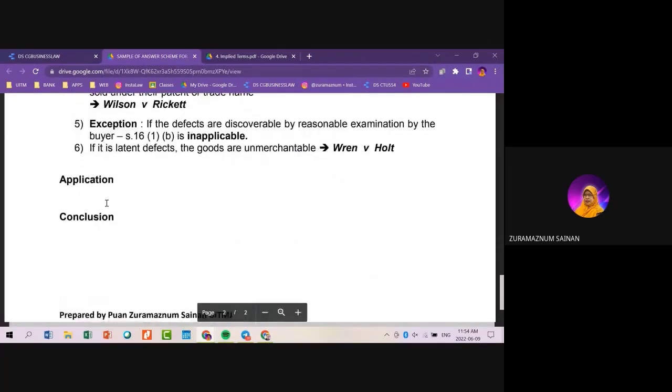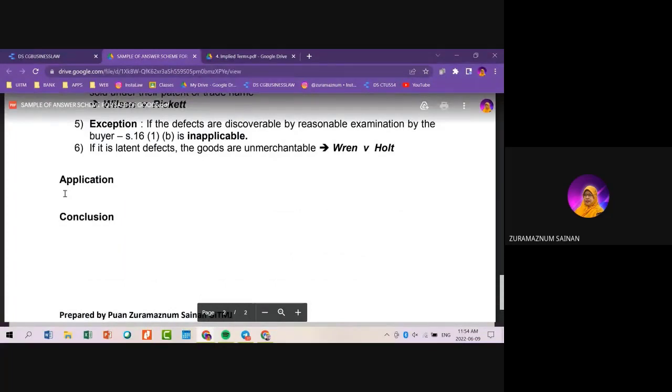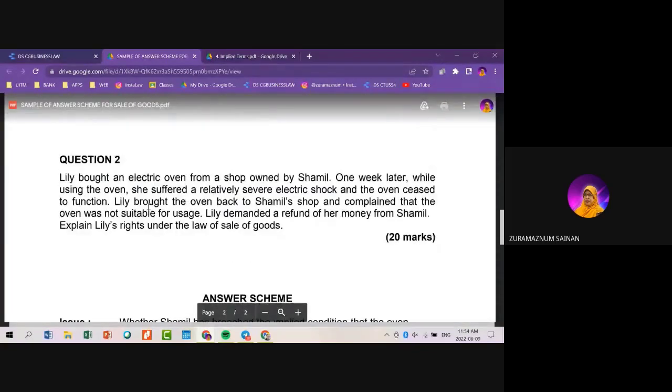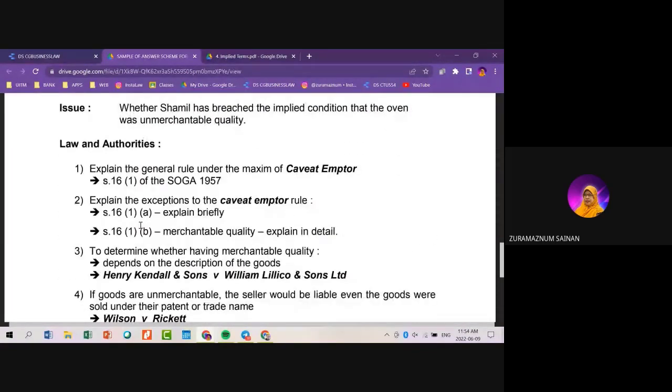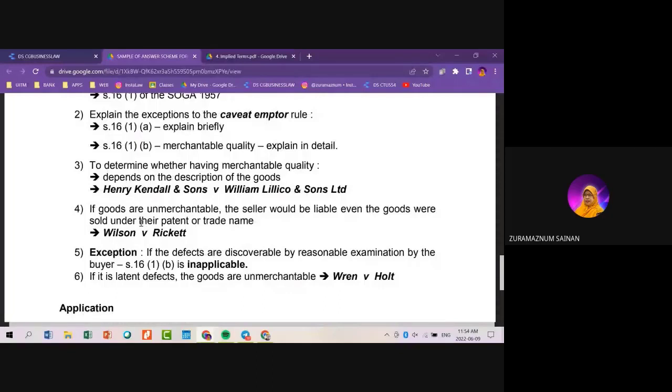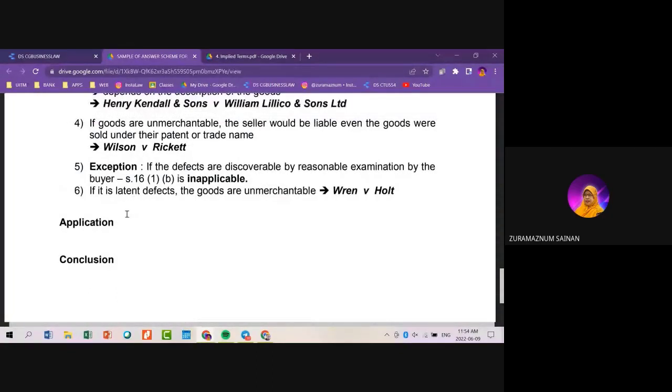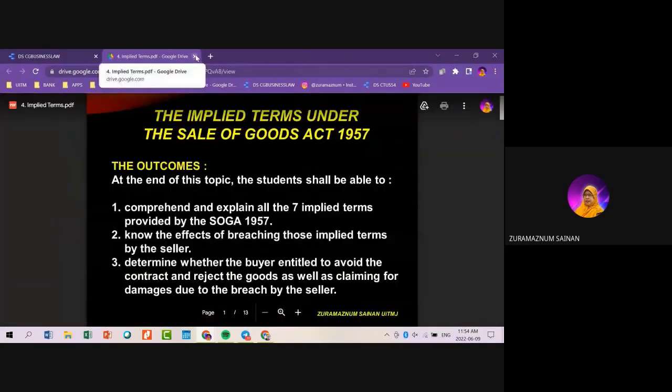Lepas tu application, selesaikan. Bagi alasan, kenapa you kata breach? Kenapa you kata dia boleh claim damages apa semua? Mana section yang relevan? Mana case yang relevan? Bagi. Sebutkan. And then, conclusion. Summary of the law. Alright, ada soalan?